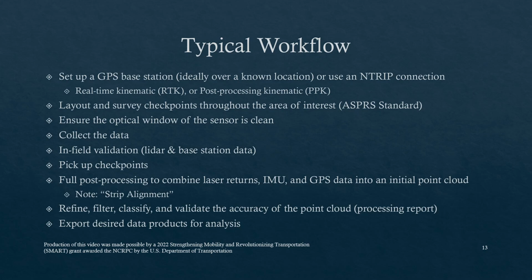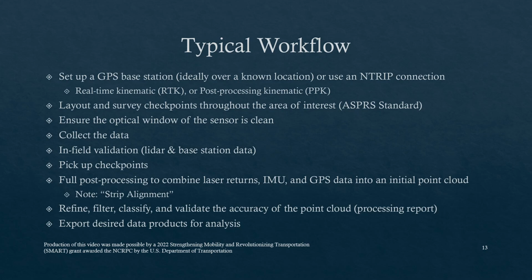So each one of those manufacturers, again, has their own software that's going to combine the laser returns, IMU, and GPS. And some of them make a bigger deal of strip alignment, which is the overlapping scans of the LiDAR, making sure they line up properly. That's really where you will see IMU issues. If two different strips are misaligned, likely it's an IMU problem.